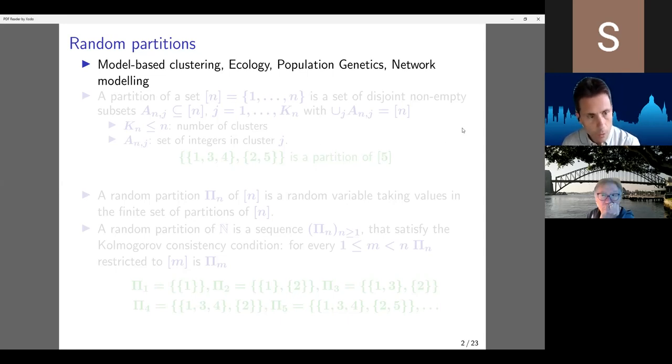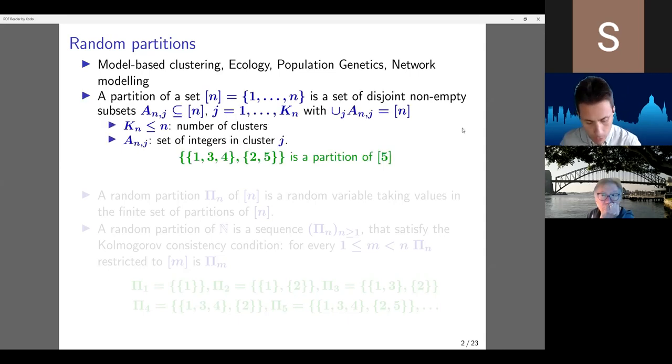Just to set up the notation, a partition of a set of elements labeled 1 to n is a set of disjoint non-empty subsets A_nj of this set, where j is equal to 1 to K_n. Those sets are disjoint, and the union of those sets is the whole set 1 to n. K_n corresponds to the number of clusters, which is necessarily lower or equal to n, and A_nj corresponds to the set of integers in the cluster j. For example, this corresponds to a partition of the set of elements 1 to 5, where you've got one cluster containing the objects 1, 3, and 4, and one cluster with the objects 2 and 5.